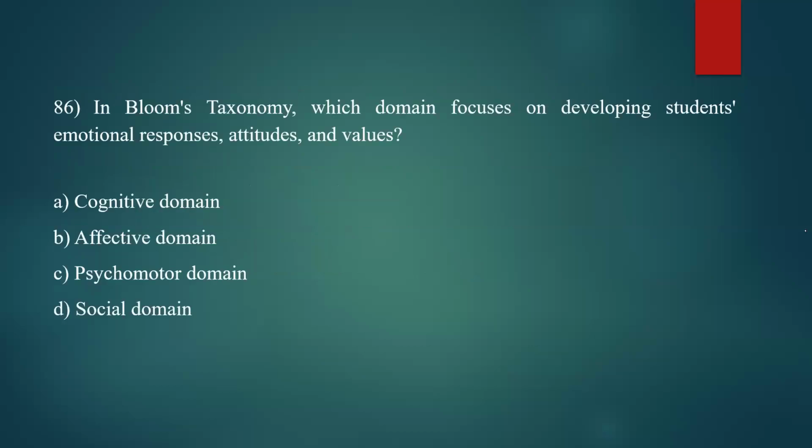86. Bloom's taxonomy is there, right? Option B, affective domain. Do you remember how many things Bloom's taxonomy mainly talks about? Three things: cognitive, affective, psychomotor. Cognitive domain is related to understanding, the brain, simply the thinking ability.